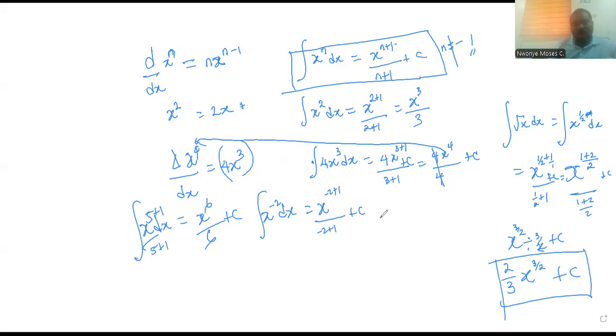So we are going to simplify this. What are we supposed to get here? You're going to get x raised to the power minus 1, divided by minus 1, plus c. So we can change this to minus x raised to the power minus 1 plus c, which is literally minus 1 all over x plus c, right? So always remember you can do this, and then it is very simple.